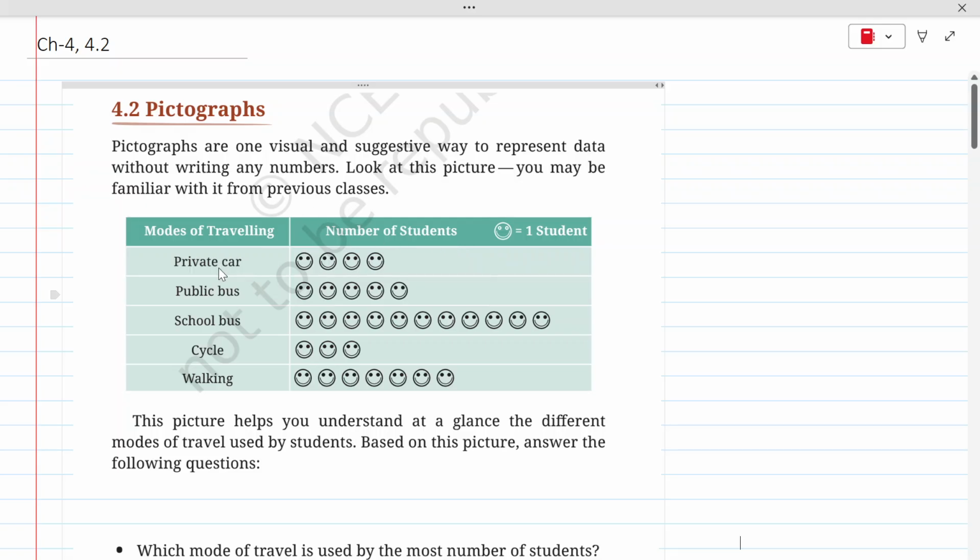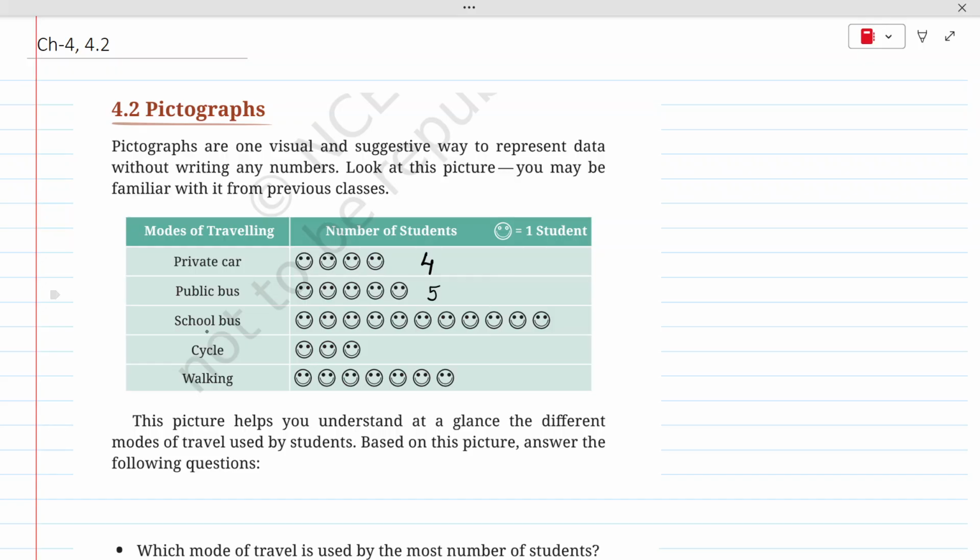Okay, so for private car there are 4 smileys given to us. Also we have been told that one smiley is equal to one student, so one smiley here is representing one student, and in private car we have 4 such smileys, so that means the number of students who are opting for the private car are 4, right? Similarly, for public bus, we have 5 smileys. So, the number of students here are 5.